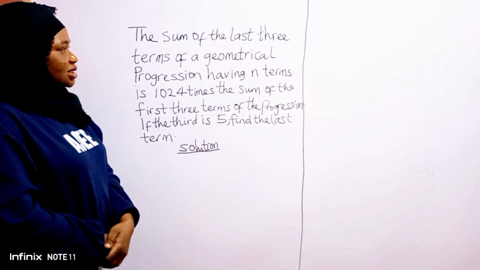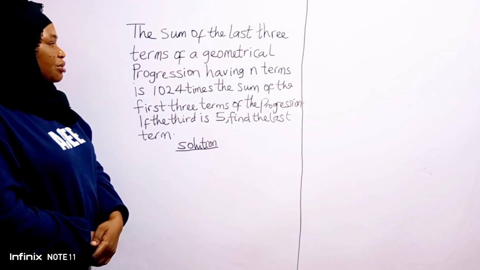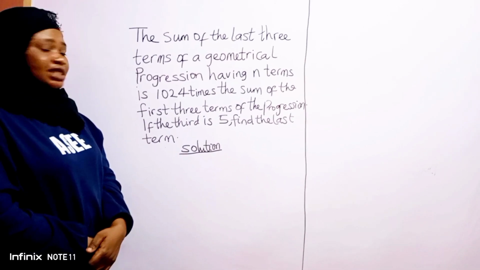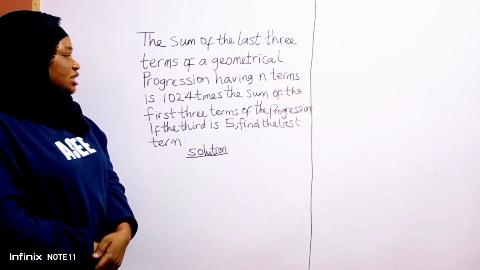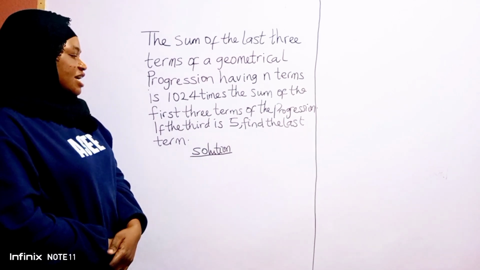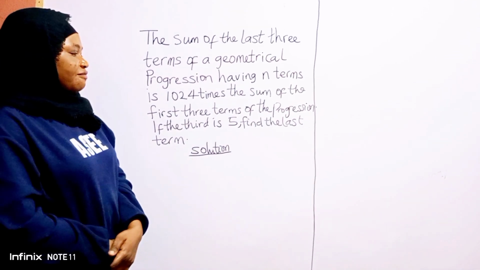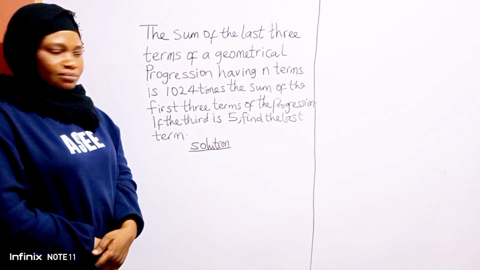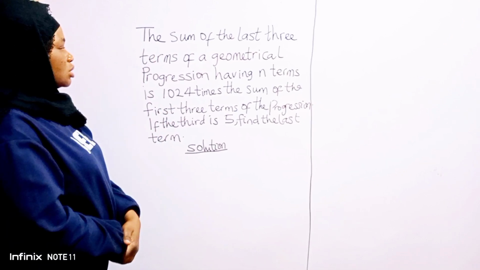The sum of the last three terms of a geometrical progression having n terms is 1024 times the sum of the first three terms of the progression. If the third term is 5, find the last term. Make sure you understand the question.